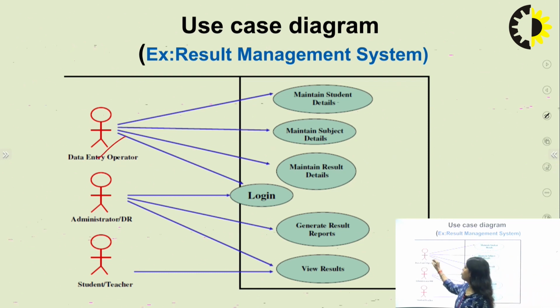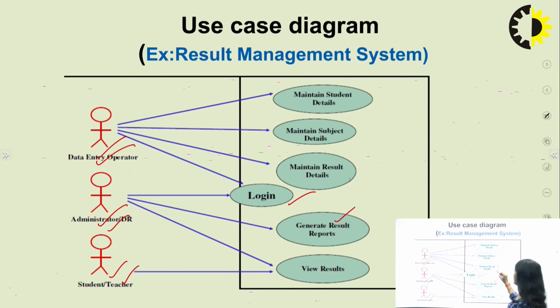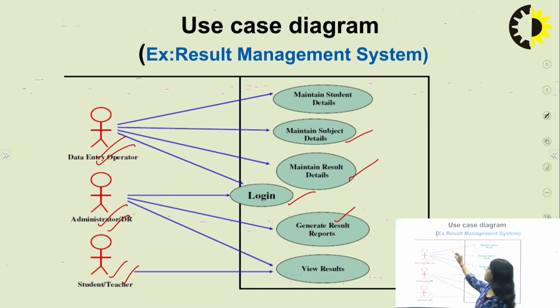Basically, this is the actor and this is our use cases, and this is the arrow which shows the relationship, which shows the association among the use cases and the actors.